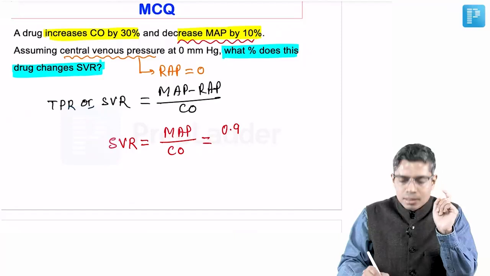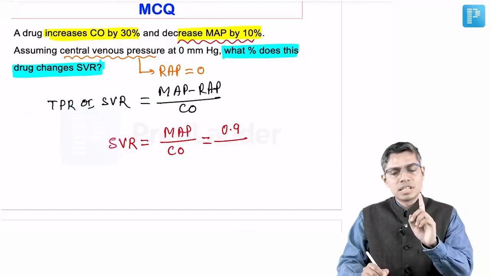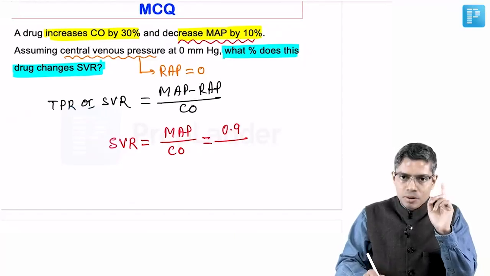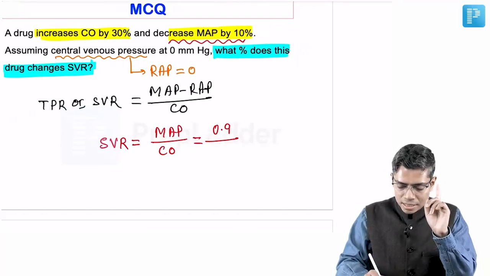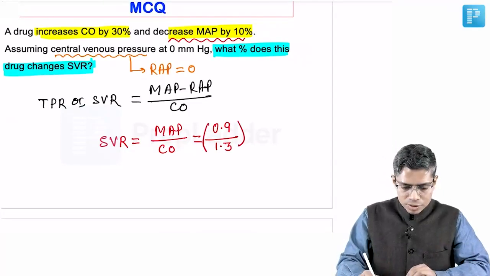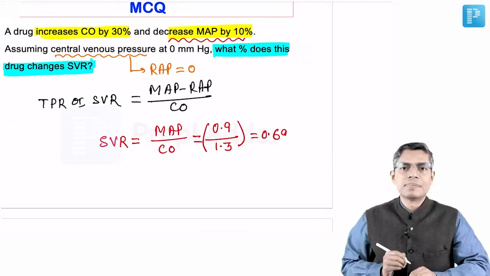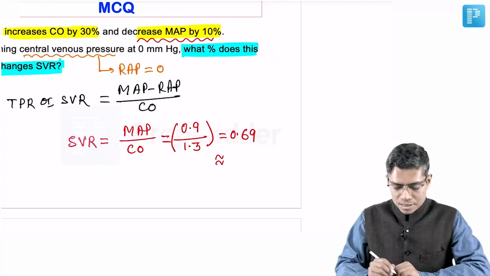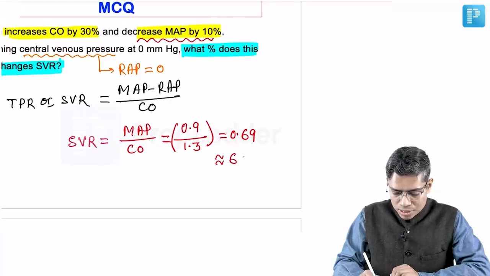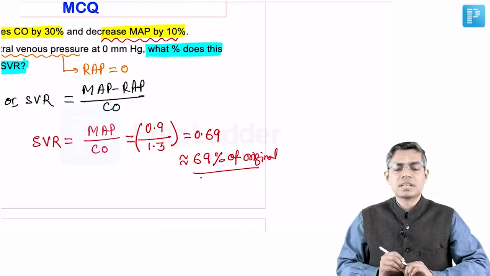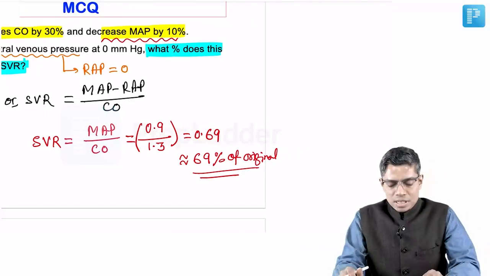Getting my point? Original MAP is 1, now it is decreased to 0.9, a 10% decrease. And cardiac output has a 30% increase, meaning if the original cardiac output is 1 unit, then now it will be 1.3, right? So if I divide these two, it will be equal to 0.69. That means I can understand that the systemic vascular resistance is now reduced to 69% of the original. So whatever was the original systemic vascular resistance, that has reduced to 69%.